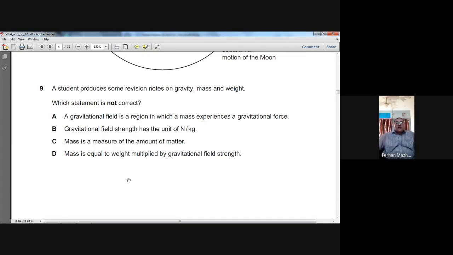Mass is equal to weight multiplied by gravitational field strength. That's wrong. Mass is equal to weight divided by gravitational field strength. The right formula is this. So D is not correct. He said which statement is not correct. D is not correct. For question number 9, D is the option.